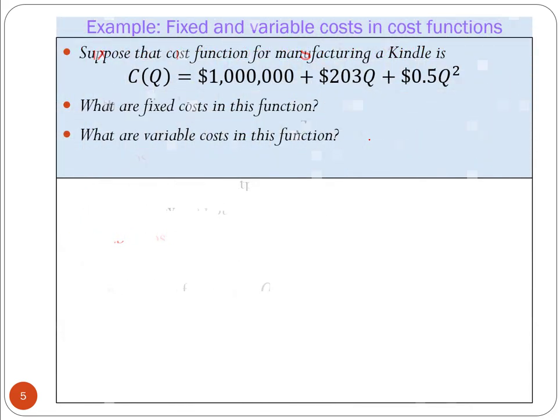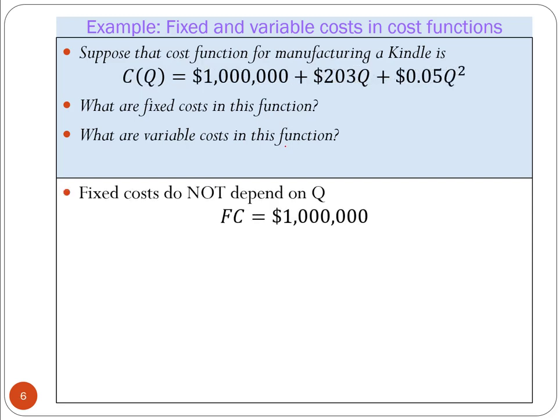Okay, so let's look at an example. We've got a cost function for manufacturing Kindles, and the cost is $1 million plus $203 times the amount of output plus 0.5 times output squared. We want to know what are the fixed costs in this function and what are the variable costs. The fixed costs are those things that don't depend upon Q. So the $1 million here doesn't depend upon Q. Whether you produce nothing or you produce 1 million units, it's still $1 million.